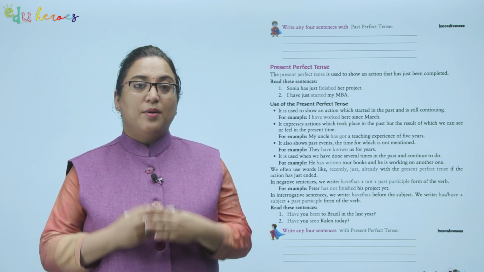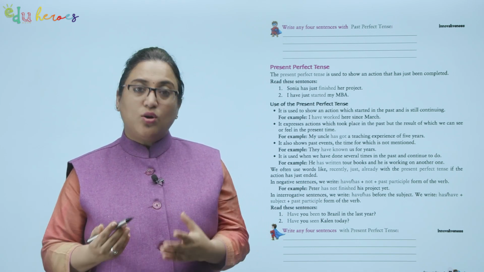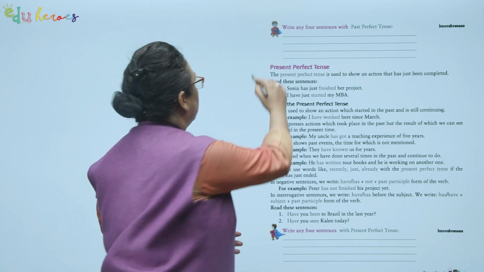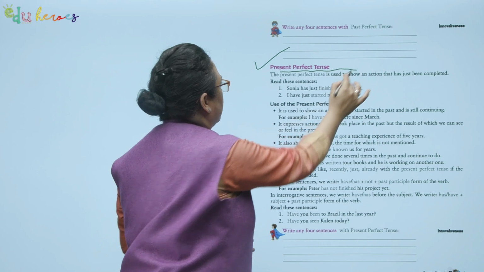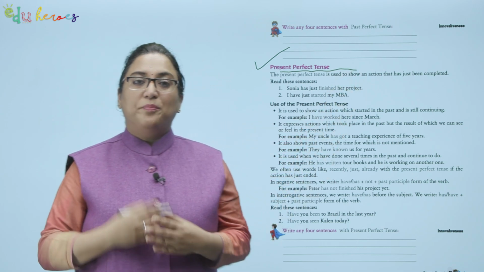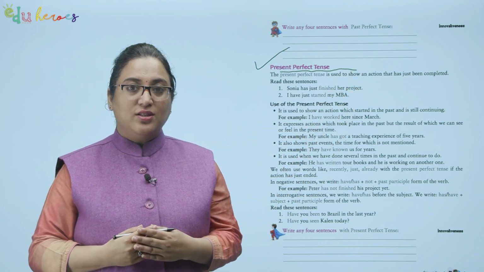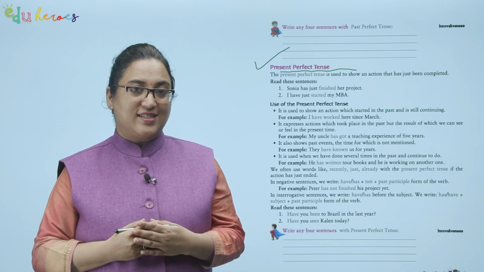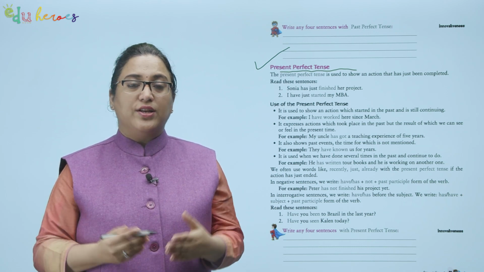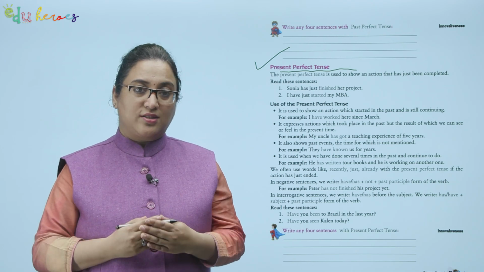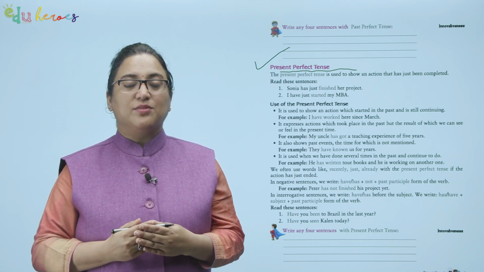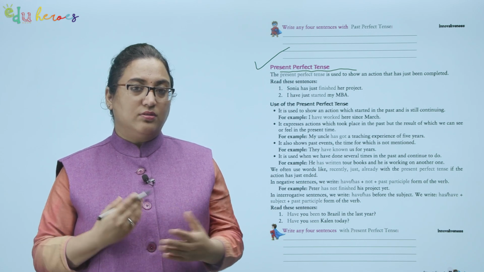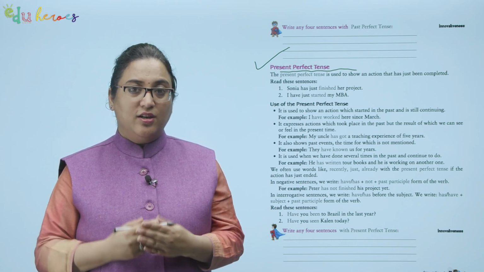Now the next is present perfect tense. This is also a perfect tense but in the present form. The present perfect tense is used to show an action that has just been completed. Let's read these sentences. Sonia has just finished her project. I have just started my MBA. So this is something that has started recently or completed.